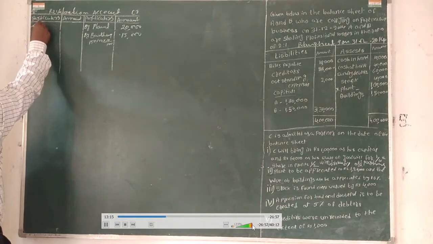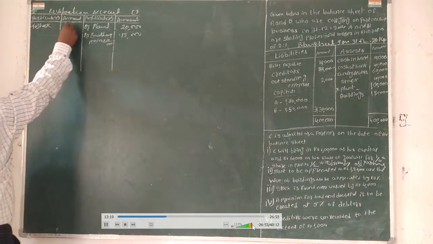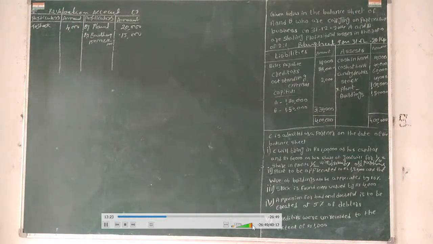Then creditors were unrecorded to the extent of 1,000. 1,000 rupees of creditors are not recorded, so that must be debited here. To creditors 1,000.